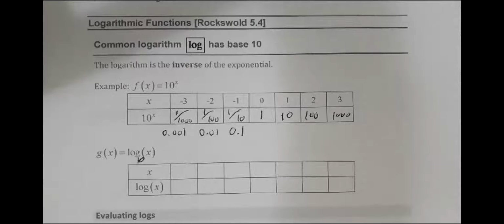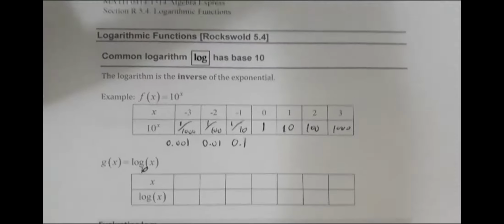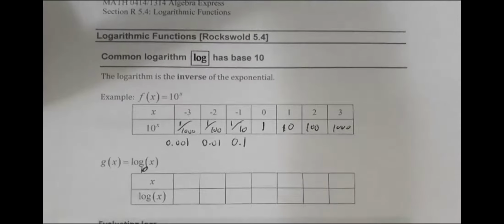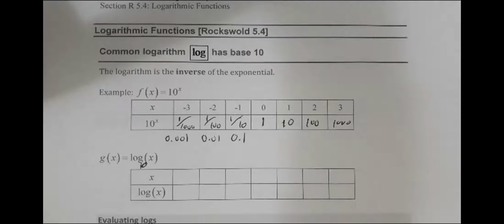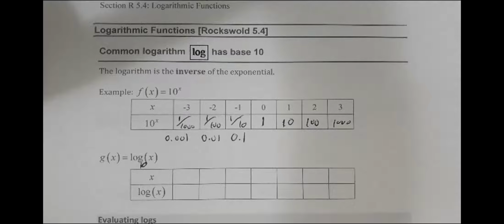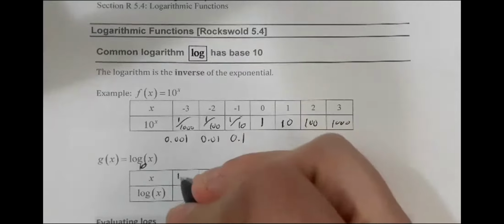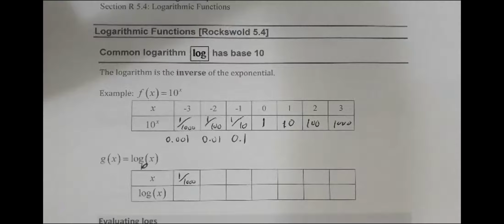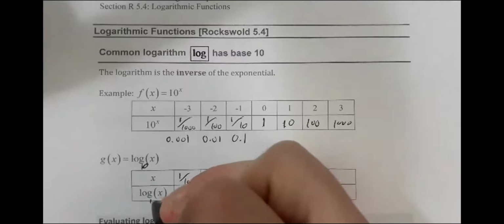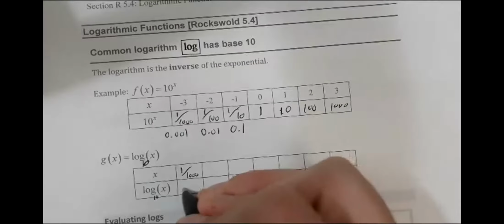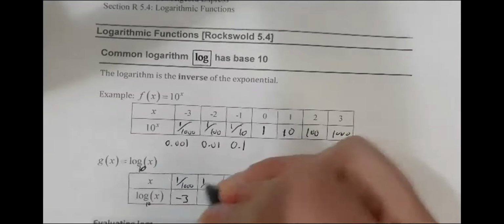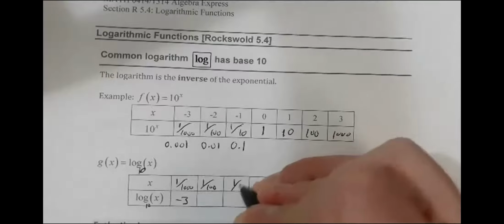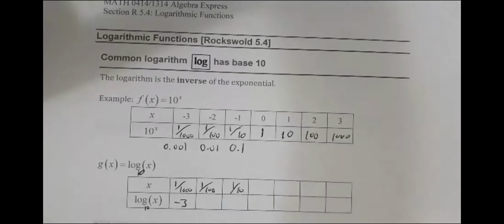Now we want to look at this. It tells us right here, the logarithm is the inverse of the exponential. We've talked about how to find inverses. If I take a log of 1 over 1,000, and again, this is a log base 10, that's going to give me minus 3. So I can do this sort of mechanically with what I know from my inverses.